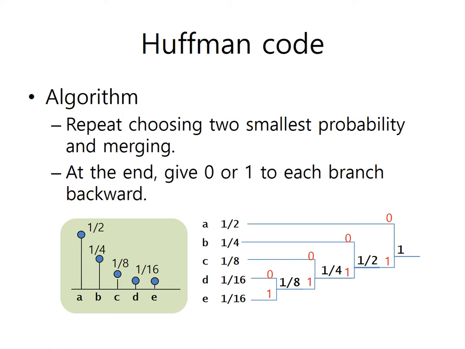If you look closely, you can see that the length of the code word is the same as the amount of information. The amount of information is log 2 of the reciprocal of the probability. So when C has probability 1/8, the amount of information is 3, and the code is 110, so the code length is 3. In this case, the code length is the same as the information amount.